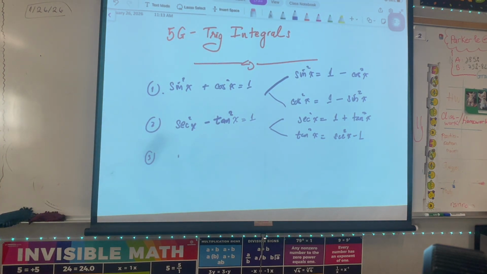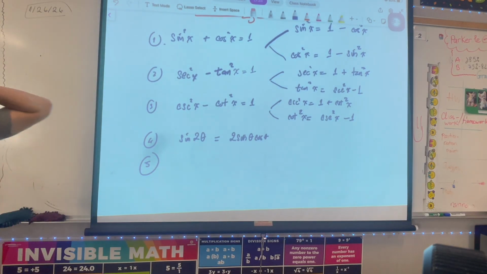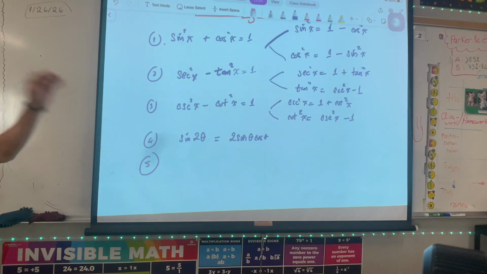You also have cosecant and cotangent, same thing. Cosecant square minus cotangent square is 1. So cosecant square equal to 1 plus cotangent square, and cotangent square equal to cosecant square minus 1. You got it. Okay. Sine of 2 theta, double angle, equal to 2 sine theta cosine theta. Okay, this is very popular. You should memorize this. Not just for this trick, but a lot of concepts we're using this.